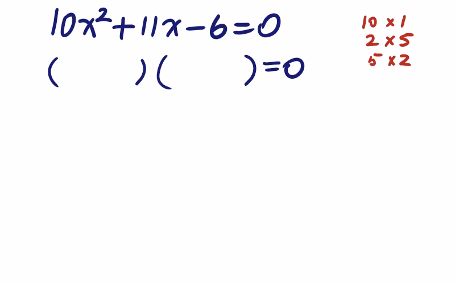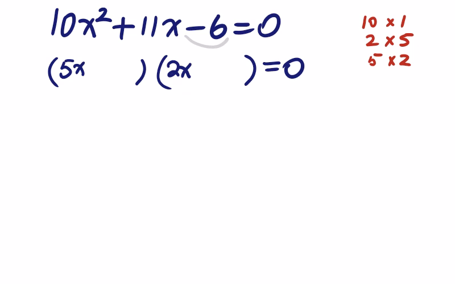So let's say it's a bit of trial and error. We'll start with 5 and 2. So let's say we'll say 5x, 2x. I already know that if we expand this, we're going to get 10x squared, which satisfies that condition. Now we need to look at the negative 6.